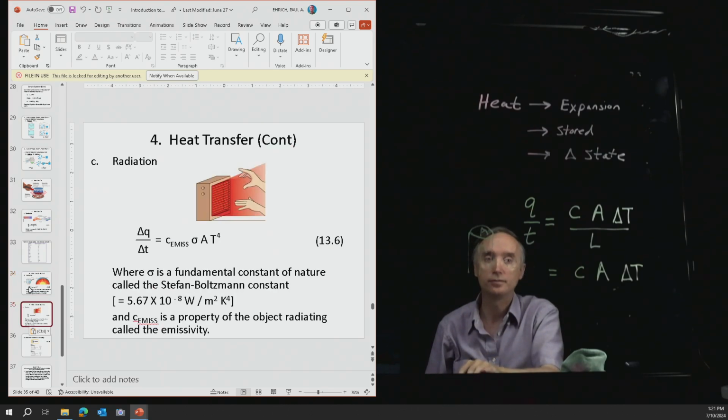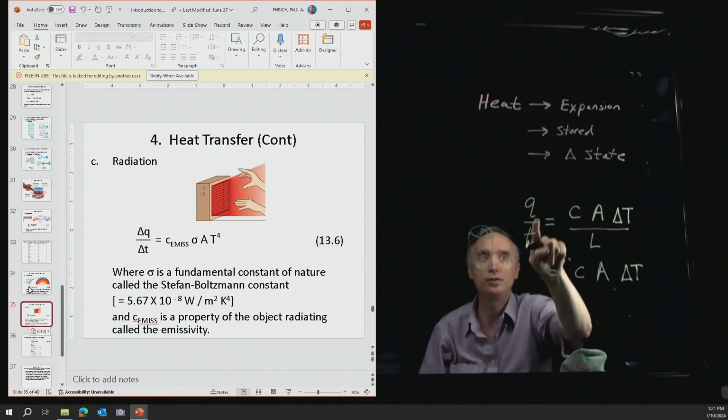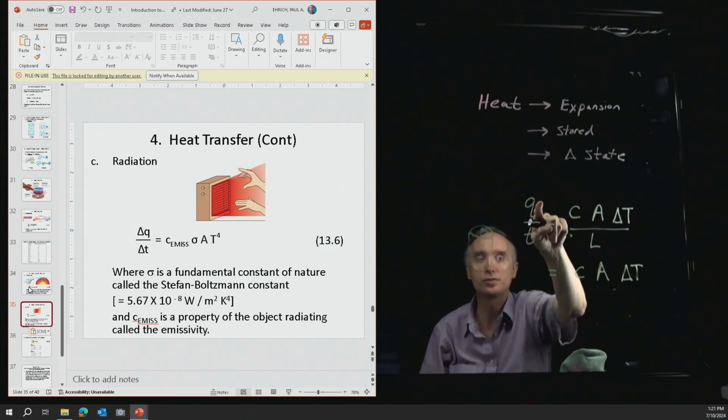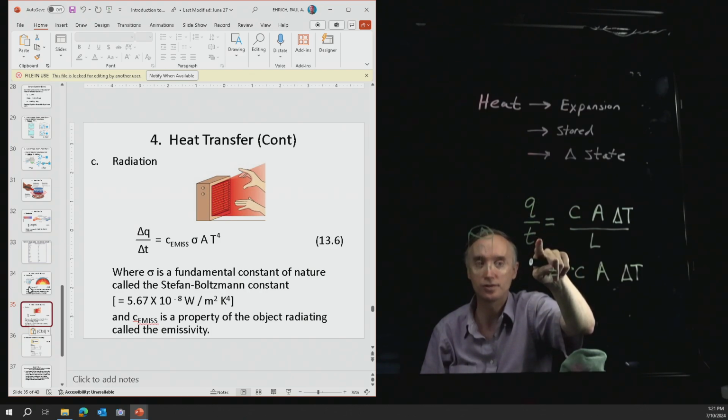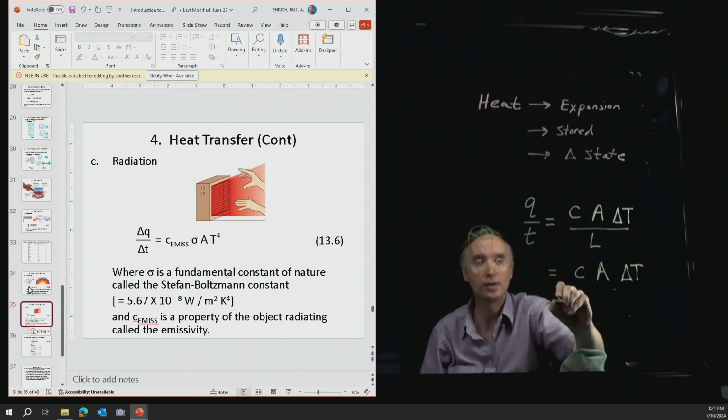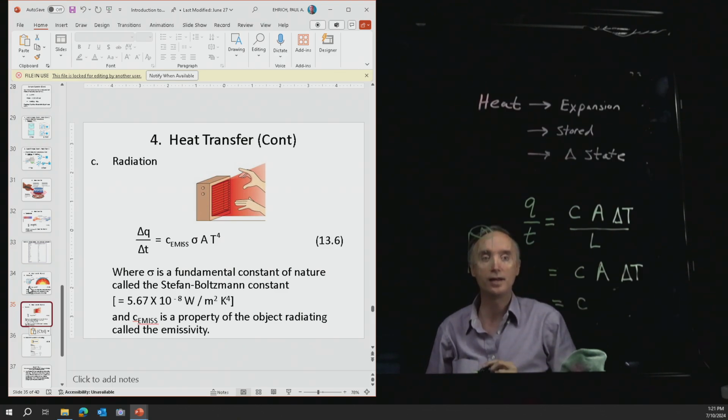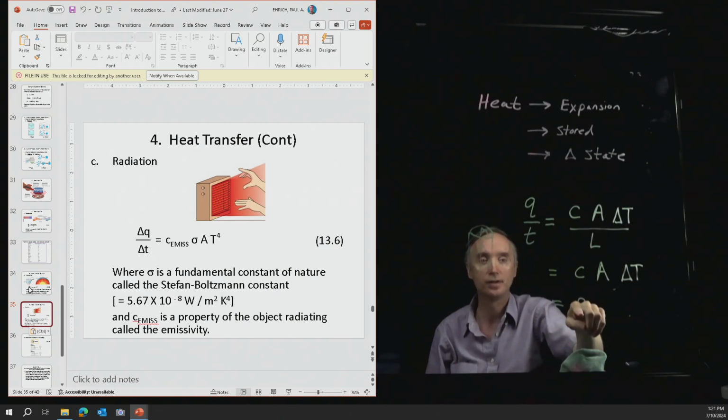All right, and what about radiation? So radiation is going to be the flow of the heat in the form of light, and that light could be radio waves, infrared, X-rays, gamma rays, whatever. And so our formula is, it's still going to be Q over T, so the rate at which the heat flows in the form of light per second is going to depend on what is the light flowing through. So this is going to be another constant. And then you can see it's also going to depend on the area A.